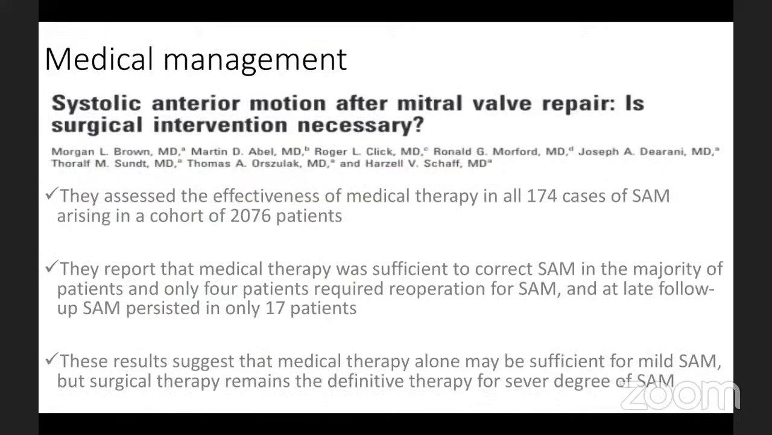So in this study, on systolic anterior motion after mitral valve repair, is a surgical intervention necessary? They assessed the effectiveness of medical therapy in 174 cases of SAM, arising from a cohort of 2,067 patients. They report that medical therapy was sufficient to correct SAM in the majority of patients, and only 4 patients required reoperation for SAM. And at late follow-up, SAM persisted in only 17 patients. These results suggest that medical therapy alone may be sufficient for mild SAM, but surgical therapy remains the definitive therapy for severe degrees of SAM.